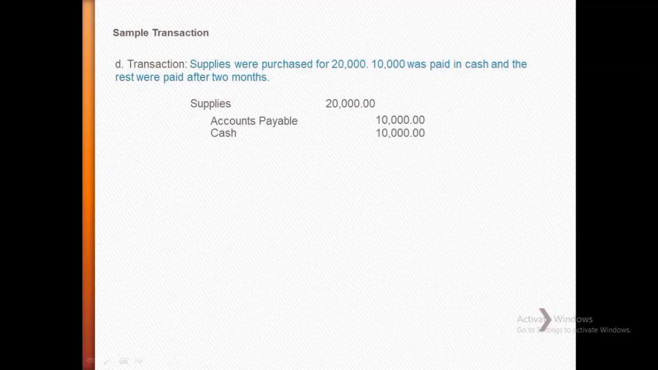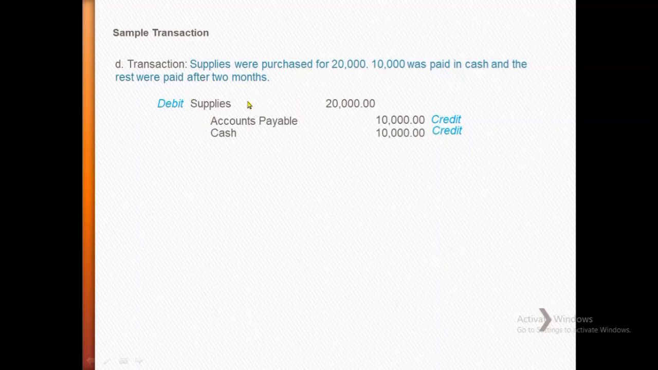So let's analyze again the transaction, of course, with the newly acquired knowledge a while ago. But before we do that, I told you earlier that this can be read as debit supplies, and then we have two credits, the accounts payable and the cash. So let's go back to the transaction. The transaction says supplies were purchased for 20,000, 10,000 was paid in cash, and the rest were paid after 2 months. So let's see if this is correct.